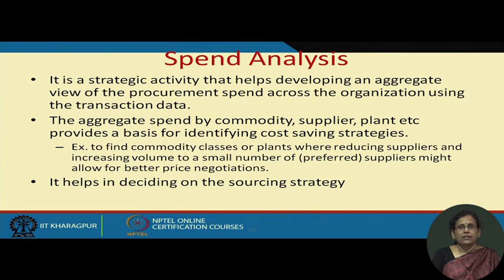First of all, it is a strategic activity that helps developing an aggregate view of procurement spend across the organization using the transaction data. Now, what is this transaction data and where does it come from? During each of your past expenditures that you have made during procurement of various products and services in your organization, every transaction's data gets stored in your database system. And your transaction processing system helps, as we have discussed, in getting extensive details about this transaction.